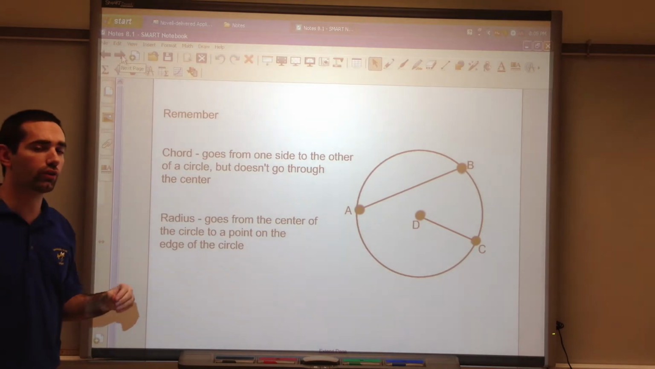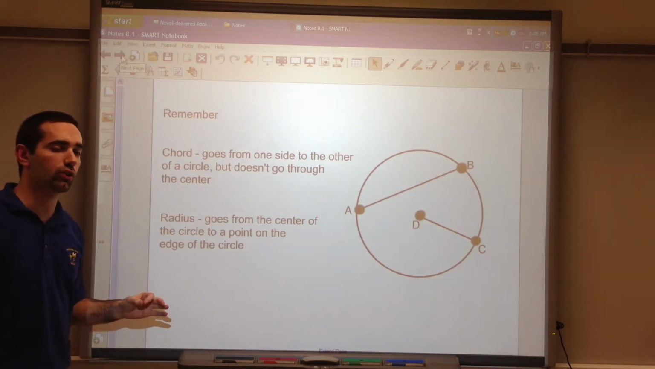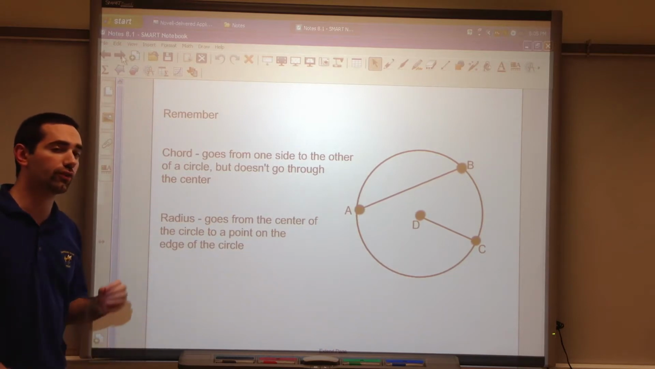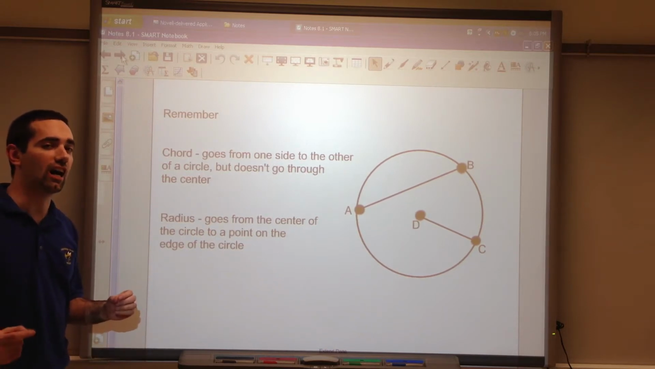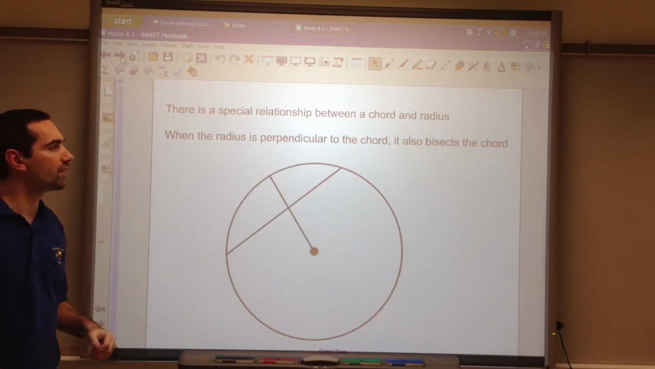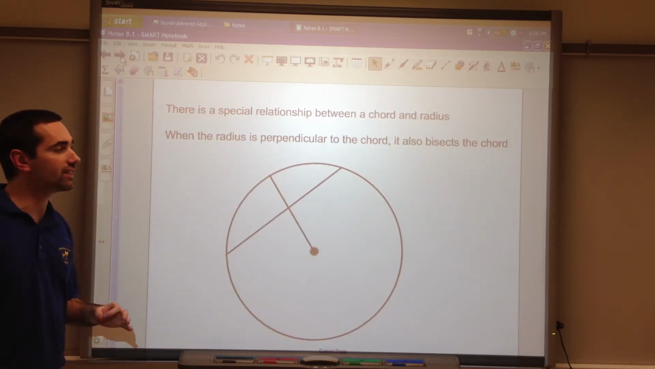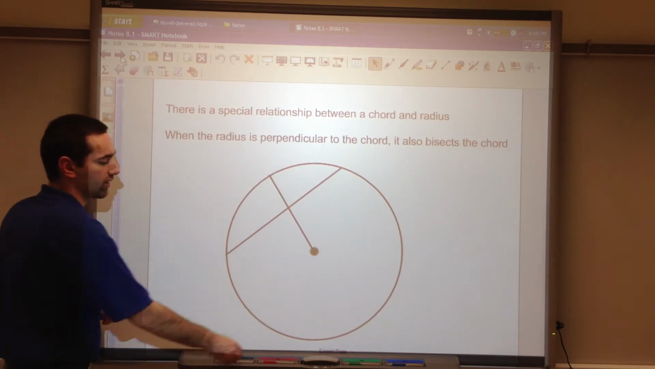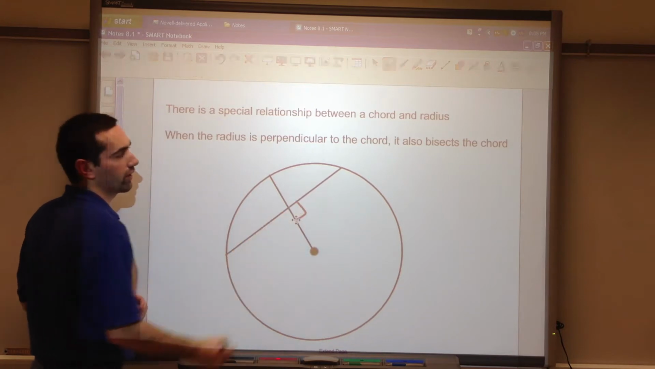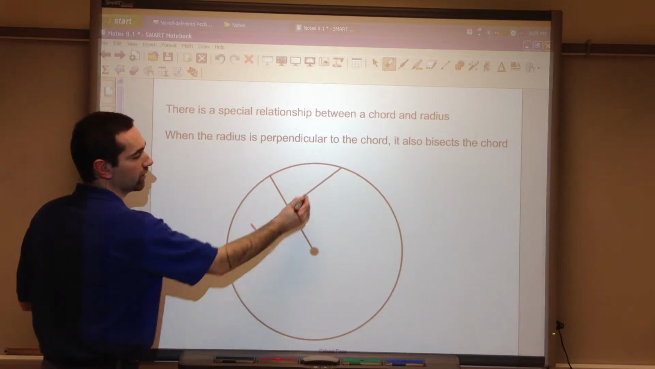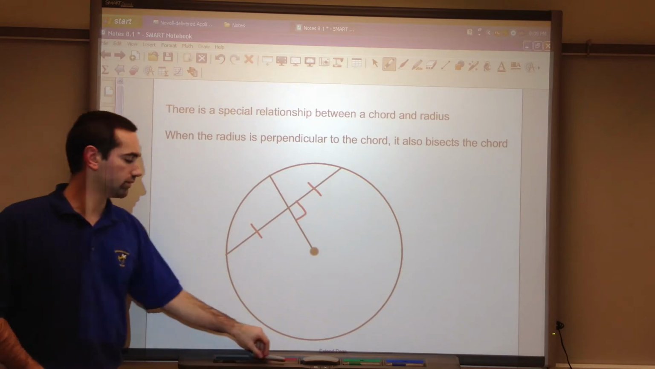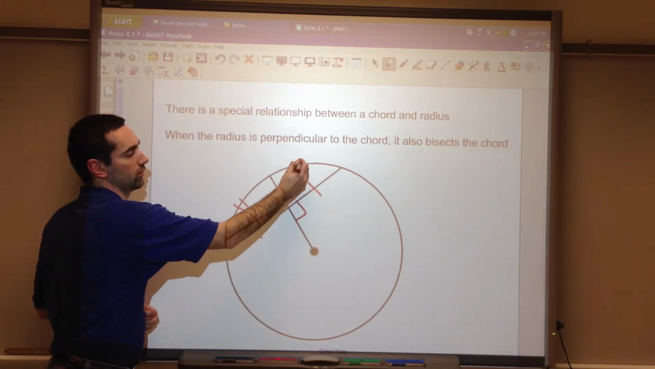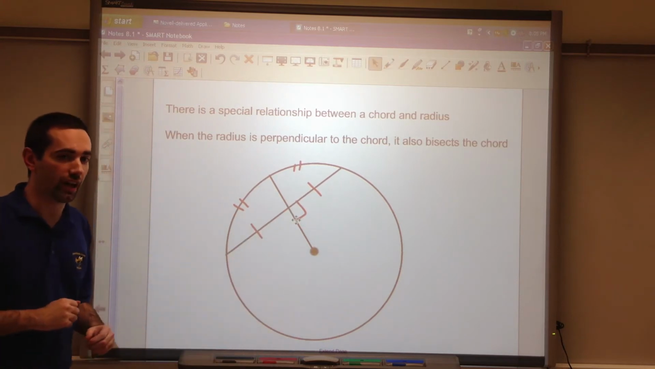Remember, a chord goes from one point on the circle to another point on the circle, but doesn't go through the center. A radius goes from the center to a point on the circle. There is a special relationship that exists between the chord and the radius when the radius is perpendicular to the chord. It bisects the chord. So it cuts the chord in half, which also cuts the arc in half.